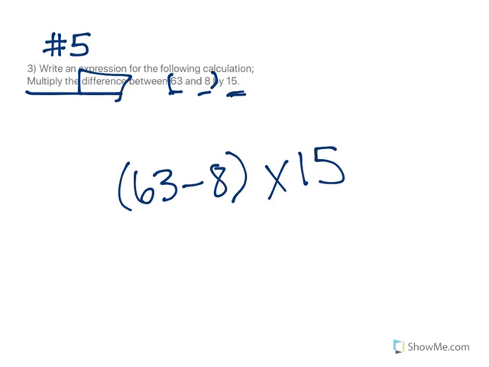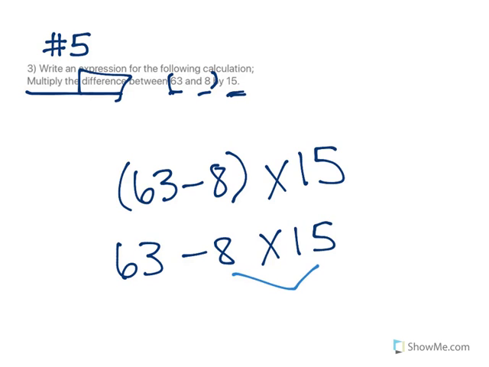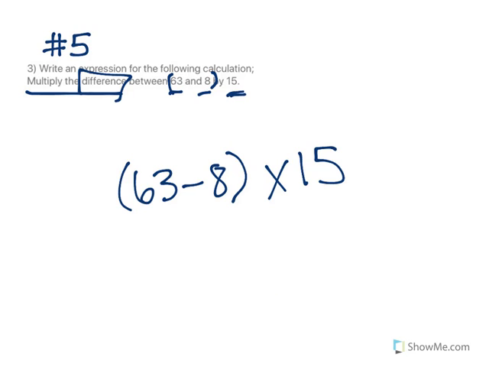Okay? Because again, if we had left it without parentheses, what this would have done, based on the order of operations, I would have had to multiply 8 by 15 and then subtract that from 63. But that's not what they're asking for. They wanted us to multiply the difference of 63 and 8 by 15. So again, adding those parentheses makes sure that I'm finding the difference first and then multiplying.